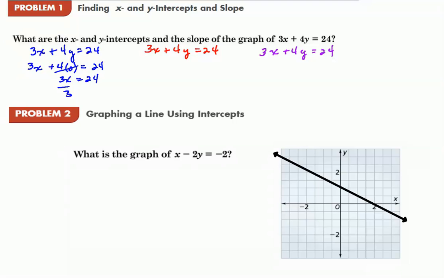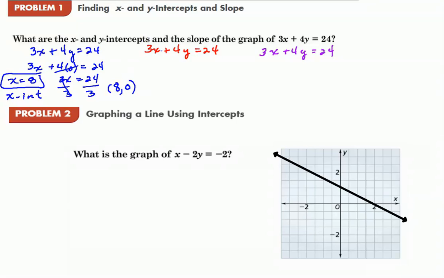And if I divide both sides by 3, x is going to turn out to be 8. So x is 8, and so x is our x-intercept. So that means that our point for this is going to be when x is 8, y is 0.